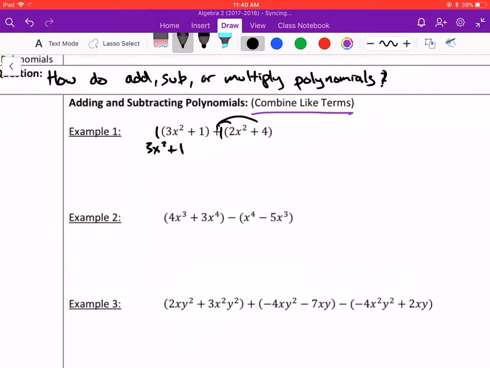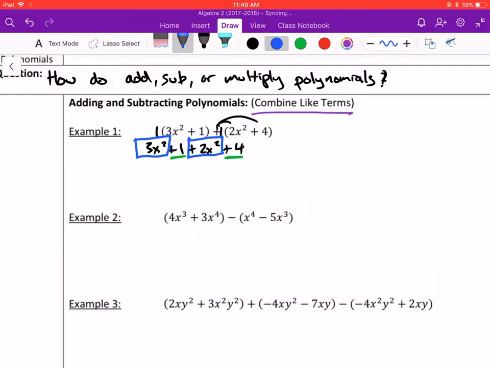So anytime you're just adding two polynomials and there's no number in front, you can straight up get rid of the parentheses. You're just adding the terms. Then you combine like terms, which means they have to have the same variable and exponent. For example, the 3x squared is very much alike the 2x squared, so you can combine those. And the 1 and the 4 can be combined as well.